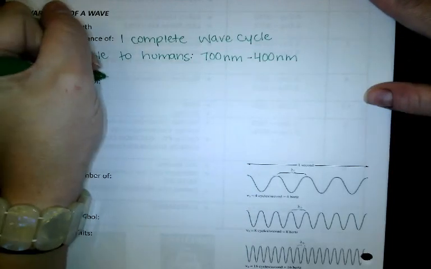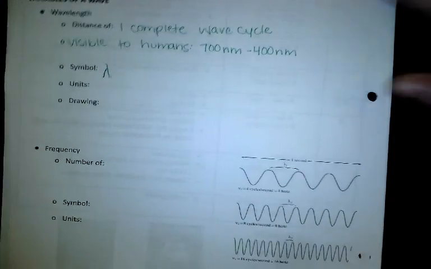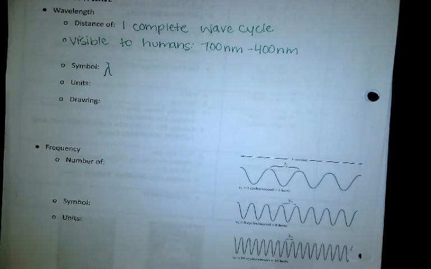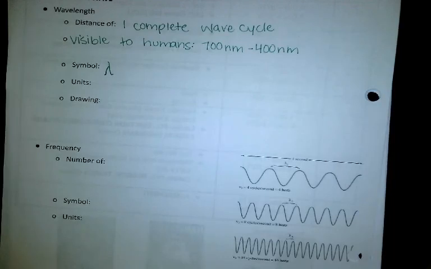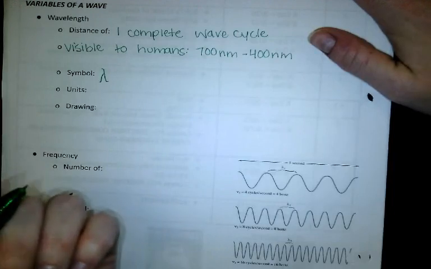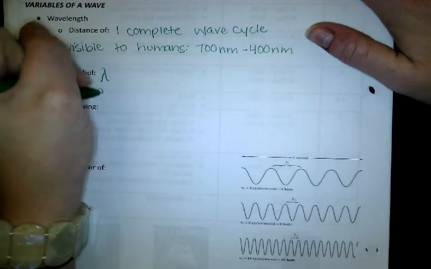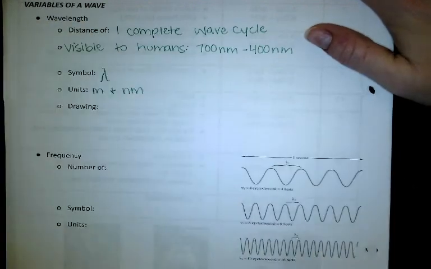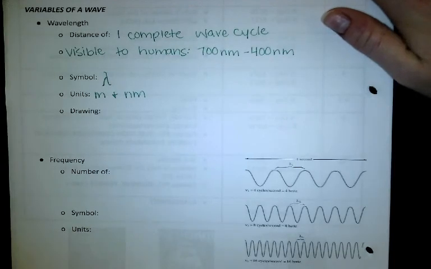Now, the symbol for wavelength is kind of weird. I kind of describe it as an upside down Y, okay? And so anytime you see this symbol, that's going to be describing wavelength. Now, the units for wavelength are meters and nanometers, like I said, but they can go to incredibly small wavelengths all the way to very large wavelengths.